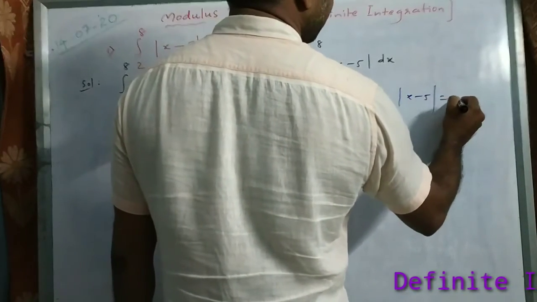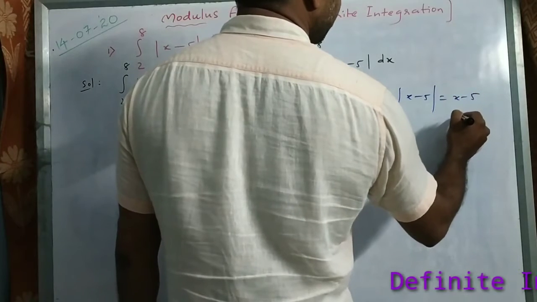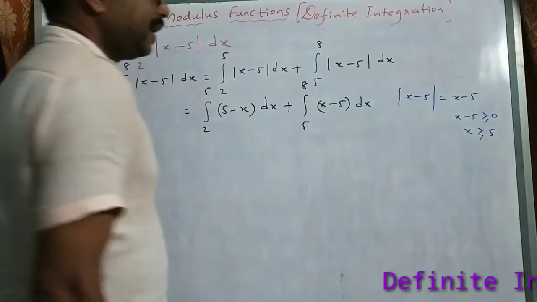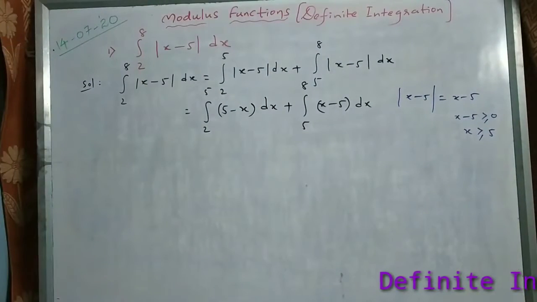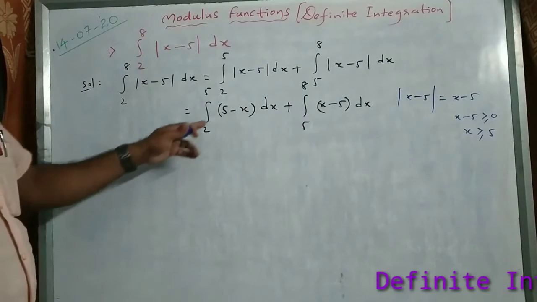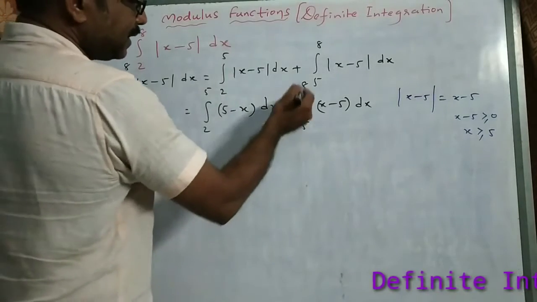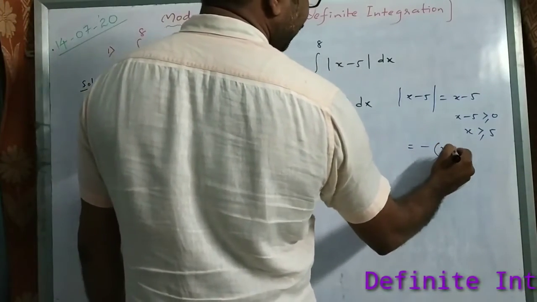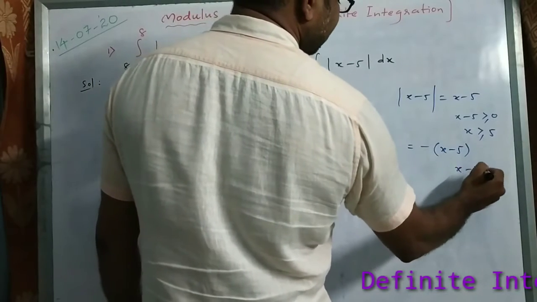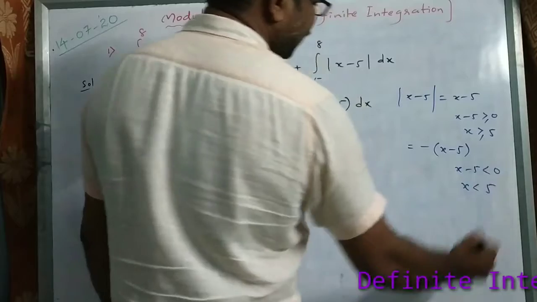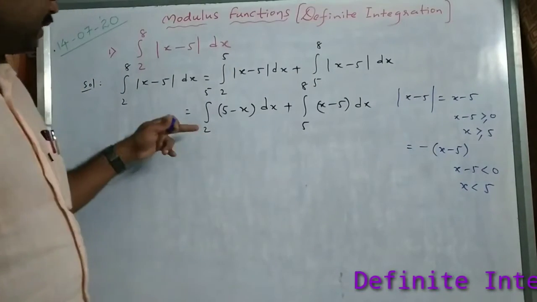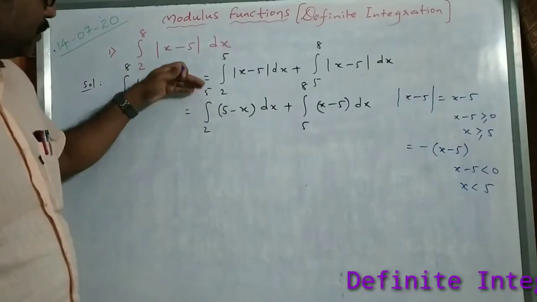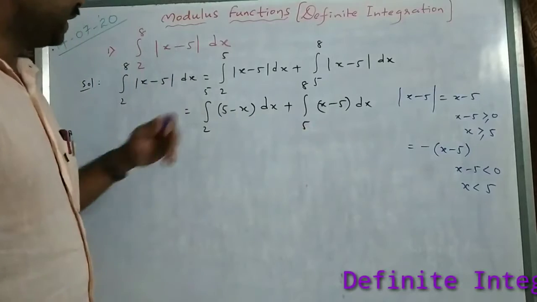Mod x minus 5 is equal to plus x minus 5 if x minus 5 is greater than or equal to 0, that is x greater than or equal to 5. If x value is 5 or above 5, we can take positive. This is 5 and above 5, so positive value. Minus value, when will you take? x minus 5 is less than 0, x less than 5. If x value is below 5, see 2 to 5 means x value below 5, so that's why I am taking negative value here.